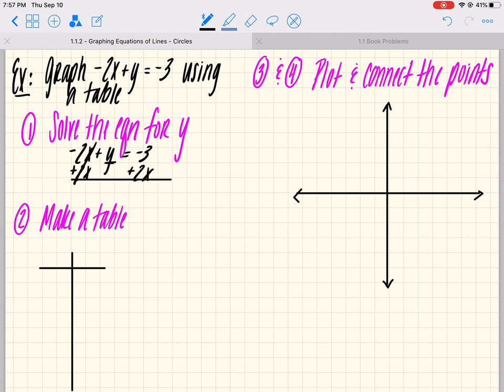And then I get y equals 2x minus 3. Okay, so that's the first step done. Then I'm going to make my t-table or my xy table.